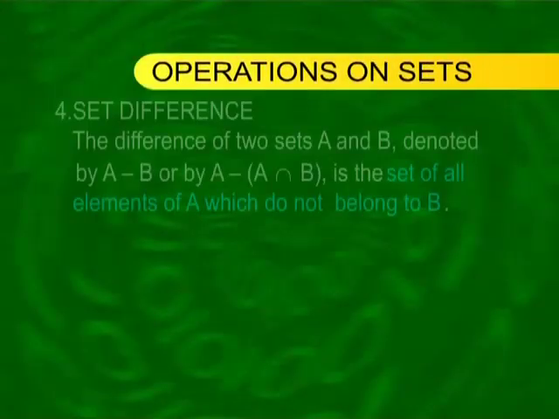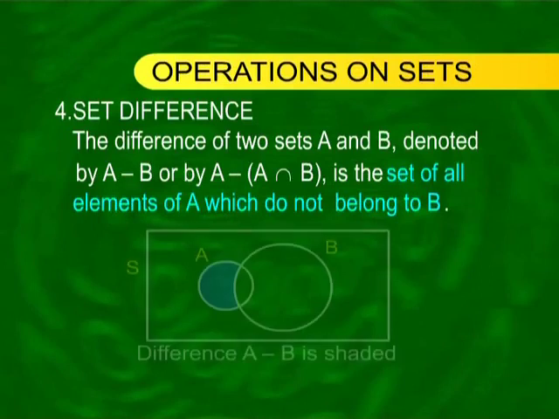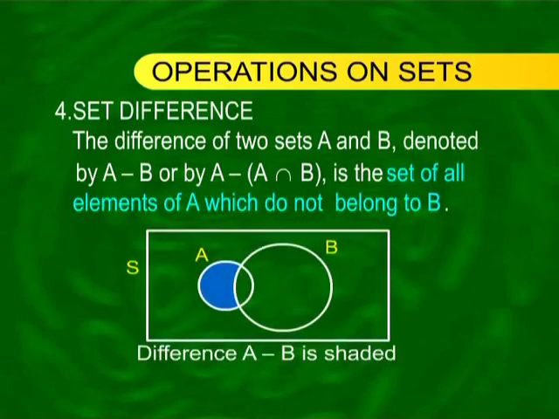The difference of 2 sets A and B, denoted by A minus B, is the set of all elements of A which do not belong to B. Representing this point by the Venn diagram that you now see on the screen, the shaded area of the set A represents the set A minus B, because it is all those elements of A which do not belong to B.